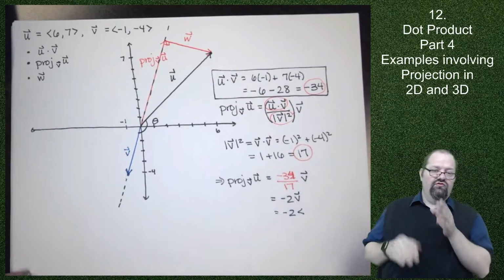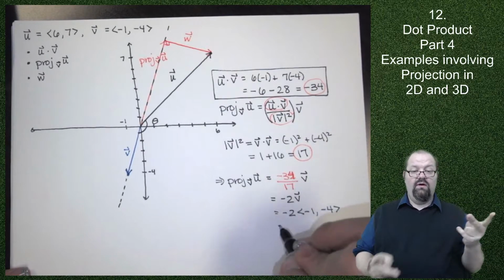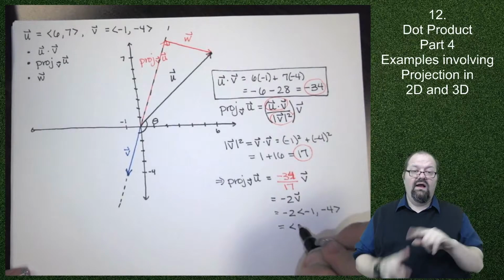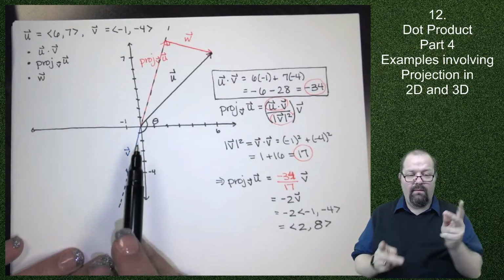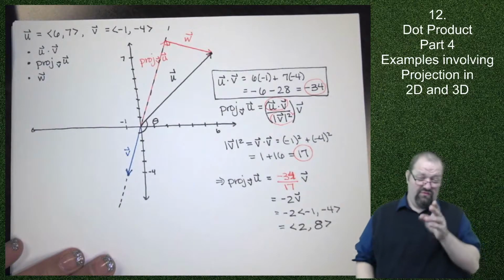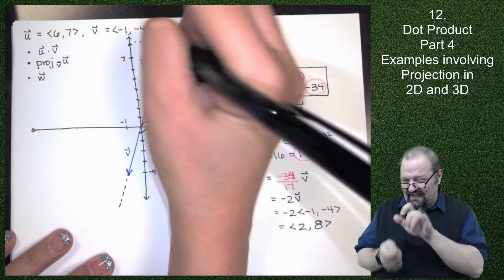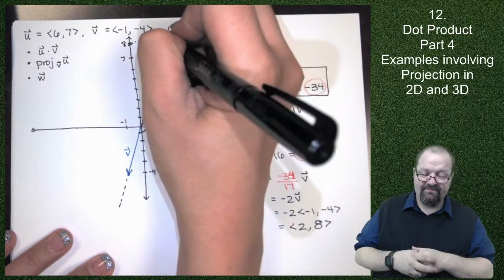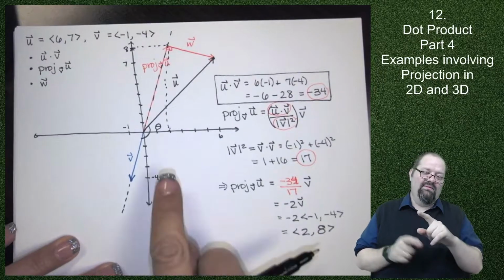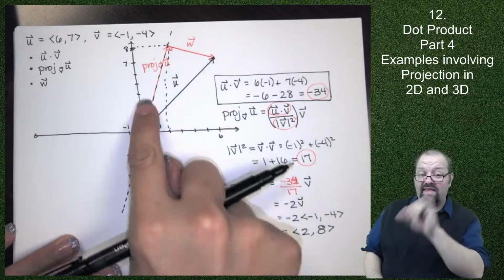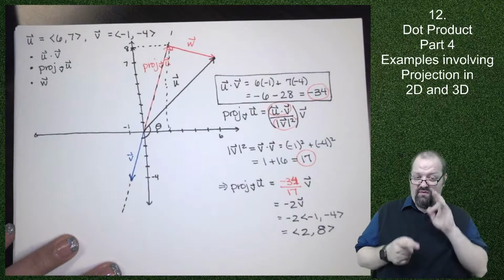To find the projection, I'm going to take -2 and I'm going to multiply it by v. Distribute component by component, like we always do with scalar multiplication. Does it look like that's 2, 8? Again, it doesn't quite look like 2, 8. I need real graph paper. It's supposed to be 2. It's not to scale. But that's the idea. We go 2 units this way and 8 units that way. It's twice the vector v, and that gives us the projection of u onto v.